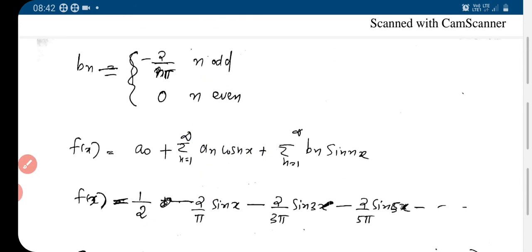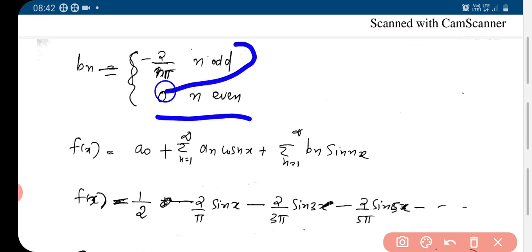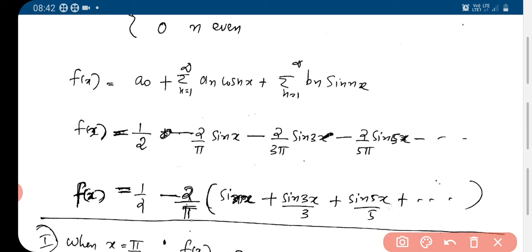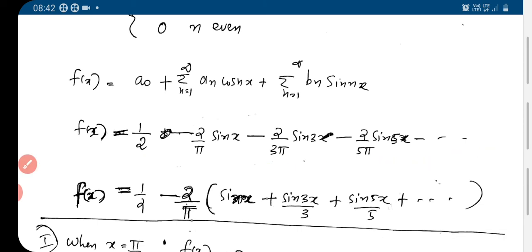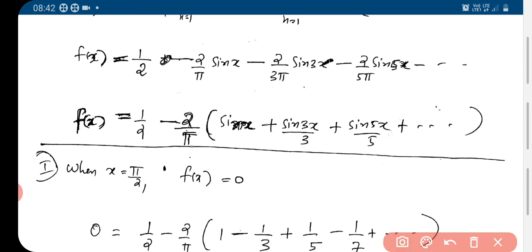bn is minus 2 by n pi for n odd. For n even, bn is also 0. So we need to consider only odd values of n. So f of x is equal to half minus 2 by pi sin x minus 2 by 3 pi sin 3x minus 2 by 5 pi sin 5x. That is, half minus 2 by pi times sin x, sin 3x by 3, sin 5x by 5, etc., like this. So this is f of x.